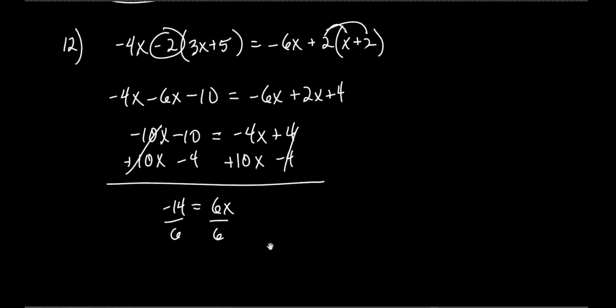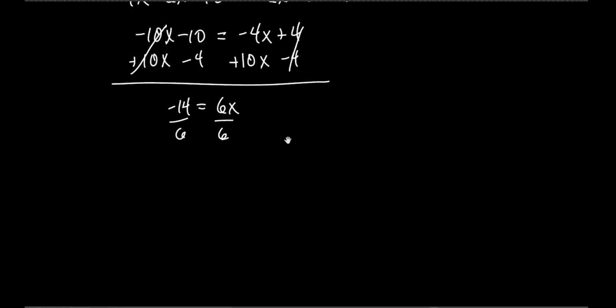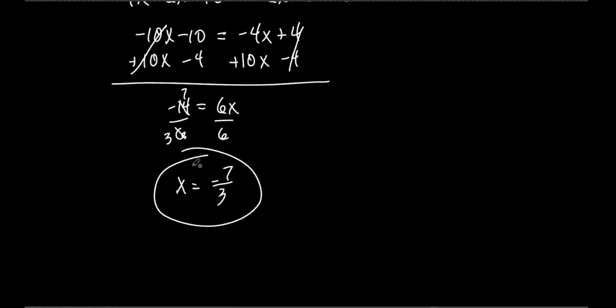I marked a lot of people's problems wrong because they didn't simplify. You got to simplify the fraction, all right? So what goes into both of those? 2 does. 2 goes into that 3 times. 2 goes into that what? 7 times. So what's x equal to? Negative 7 over 3. And that's your answer, okay? Everybody got it? All right, let's do 16.